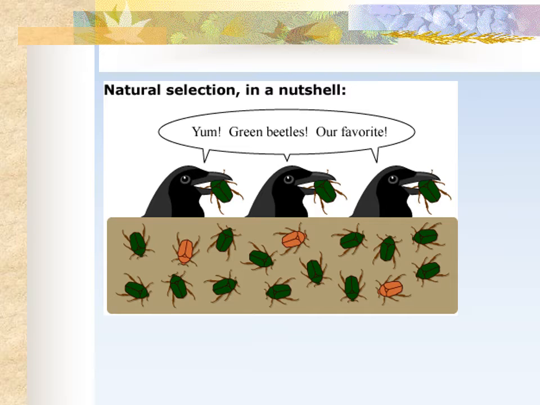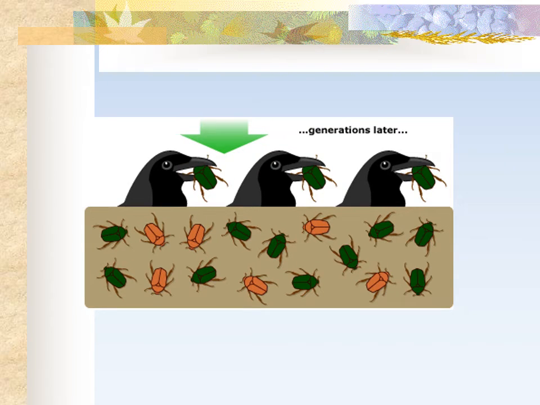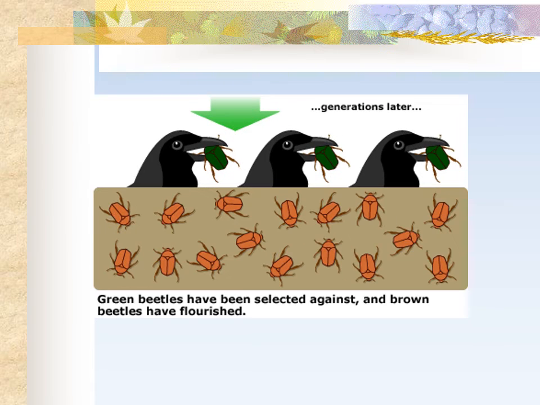So here's what natural selection is in a nutshell. If the environment, in this case for the beetles, is selecting green beetles, the crows are eating all the green beetles, maybe because they can see them better, then it's a good thing to be a different color. It's a good thing to be an orange beetle. So over time, the beetle population is going to change. So you're going to end up with more orange beetles and not very many green beetles, because that was what was favorable in the environment.